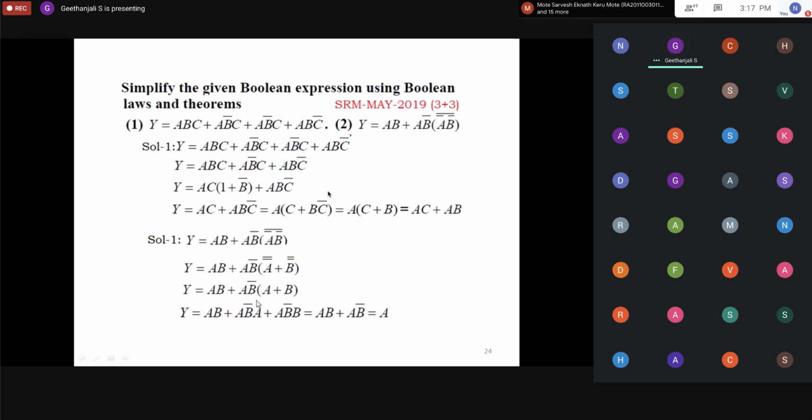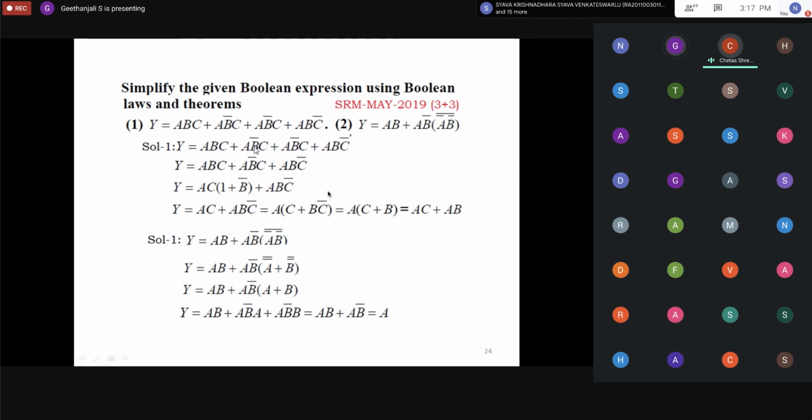Next, there are two terms now, A dash, B dash into C. I didn't understand the second step. This one now. There are two same terms now, A B dash C, A B C.